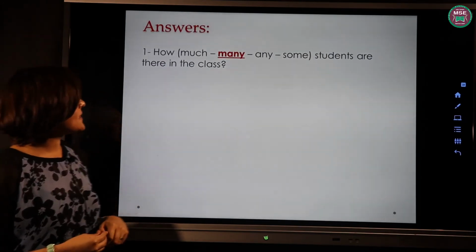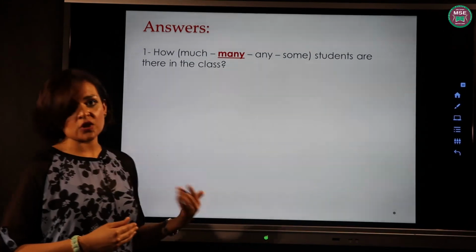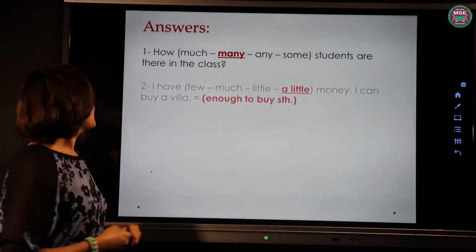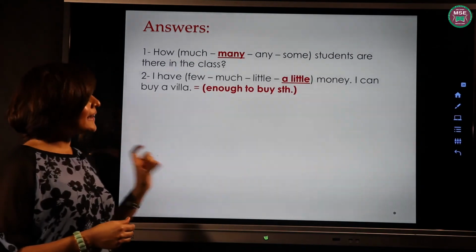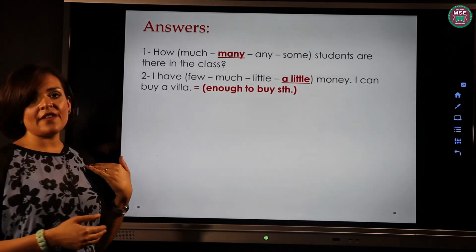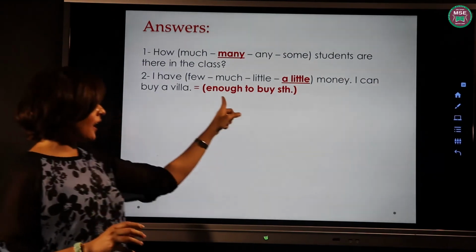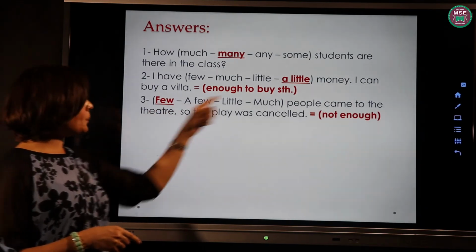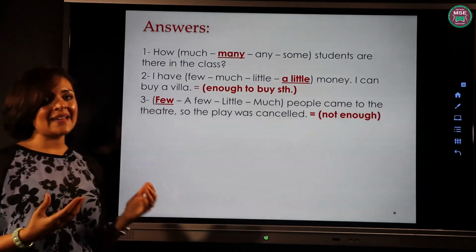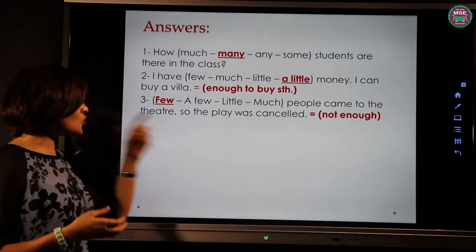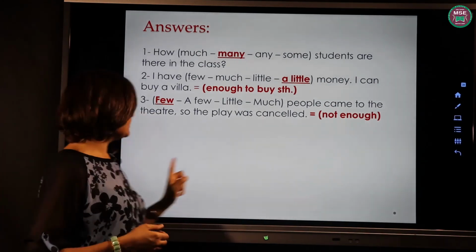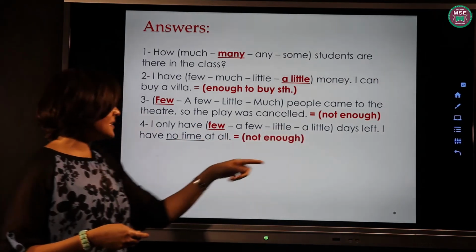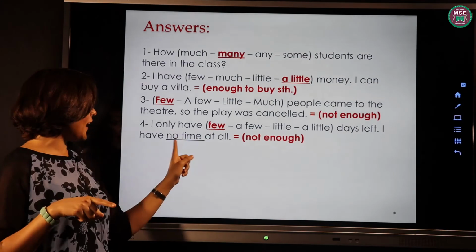The first one we will say how many students, because students is a plural countable word and this is a question. I have a little money. I can buy a villa, so the amount is enough to buy something. Number 3, few people came to the theater. It means that the amount is not enough, so we cancel the play. I only have few days left. It means that the days are not enough. I have no time.